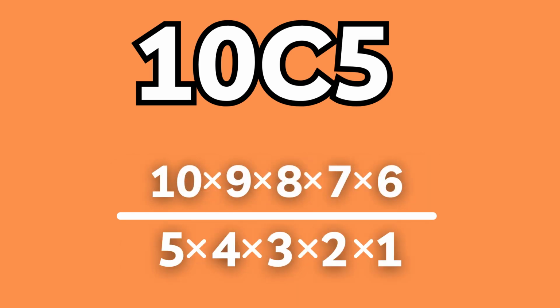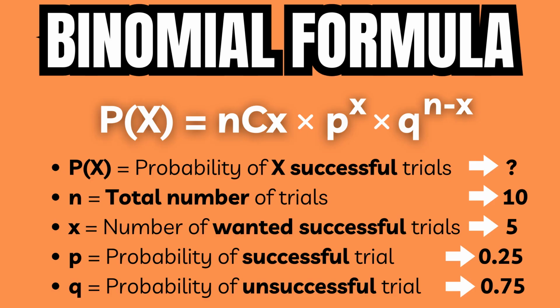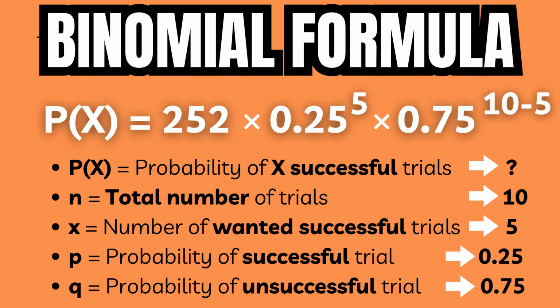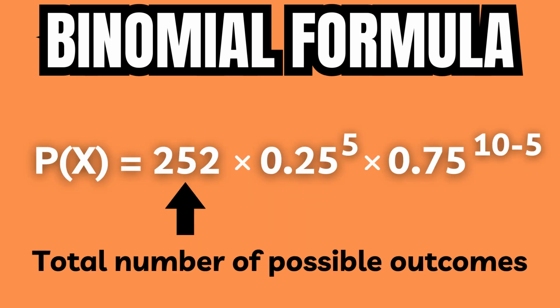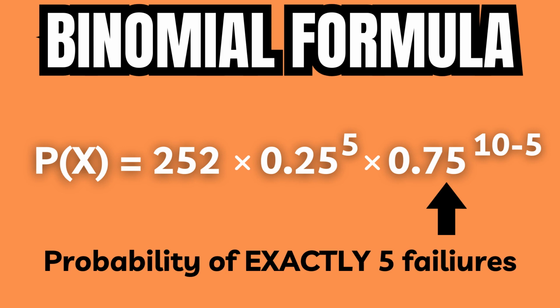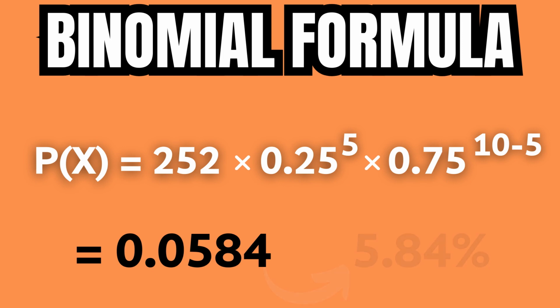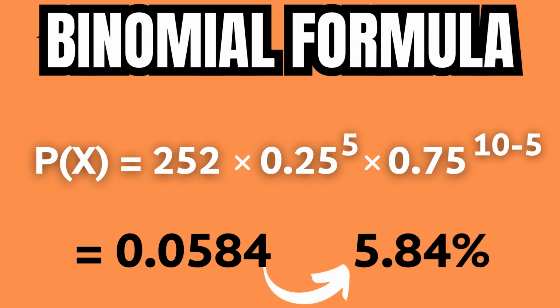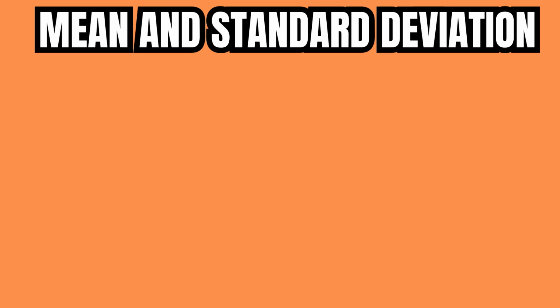Now we can plug in this number along with the others into the formula to get 252 times 0.25 to the power of 5 times 0.75 to the power of 10 minus 5, or 5. So this part gives us the total amount of possible outcomes. This part gives us the probability of exactly 5 successes and 5 failures. So when we plug in the numbers, we get 0.0584 or 5.84%.